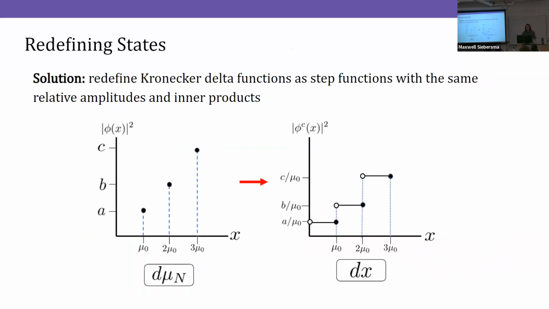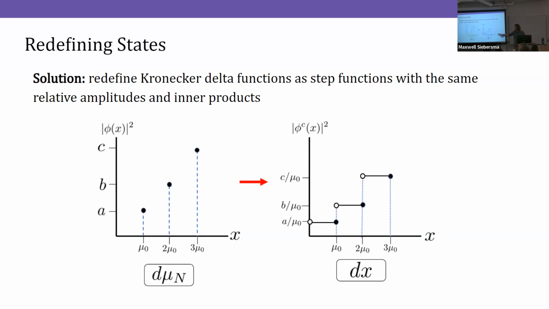So in this redefinition, we take our Kronecker deltas and turn them into step functions. They're defined at the same value at each lattice point, up to some normalization constant, and then you just increase the step across the next lattice point. The normalization comes from the fact that the counting measure and the Lebesgue measure don't yield the same things.